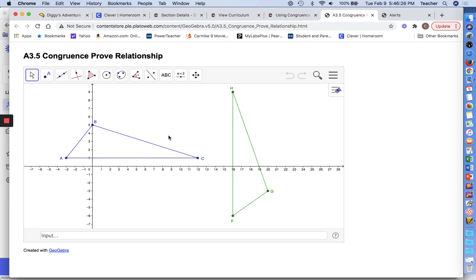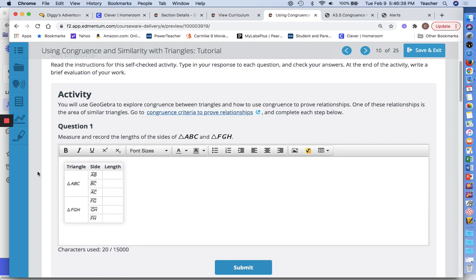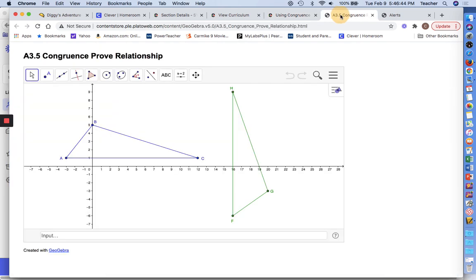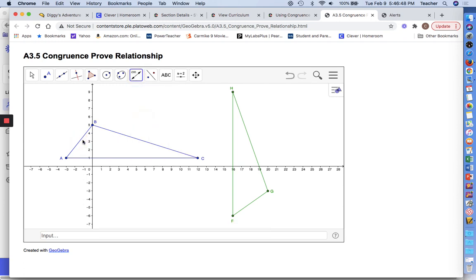All right, so I've got two triangles here. They appear to be scalene and obtuse. Other than that, I have no clue what to do with them. Measure and record the lengths of the sides A, B, C, and F, G, H. Well, we know how to do that. There's AB, BC, AC.